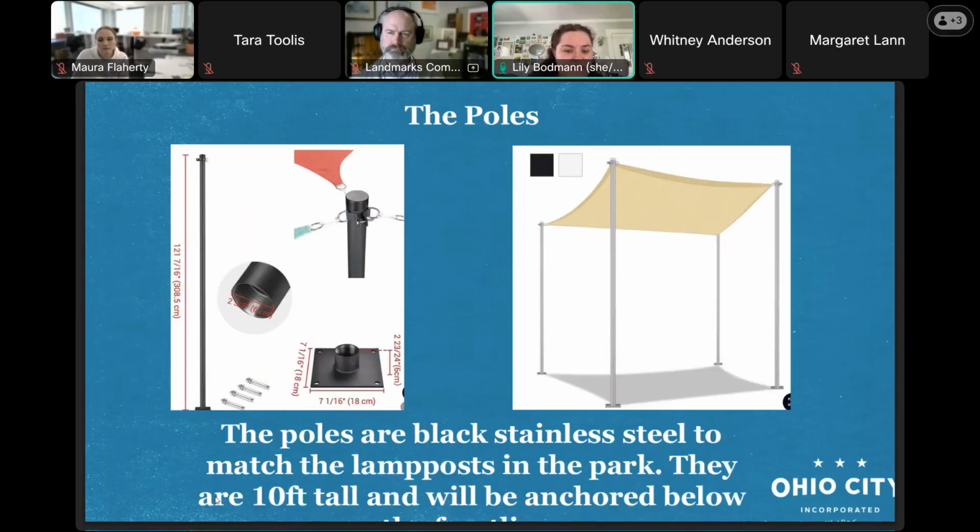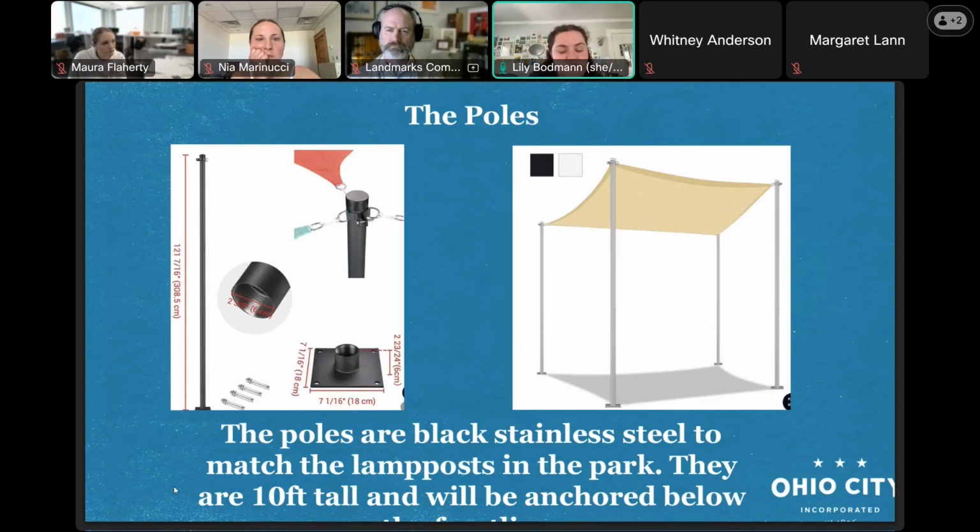Next slide, please. So the poles aren't super fancy. They are black stainless steel to match the lampposts going around the park. They will be 10 feet tall and anchored below the frost line. Everything we are doing should be able to be disassembled for wintertime, so the shades won't be weighed down by snow. And just in case anything were to happen, these are not irreversible changes that we were looking to make in the park.